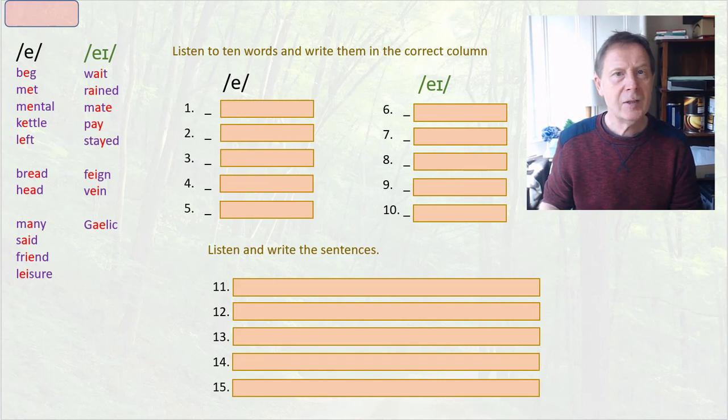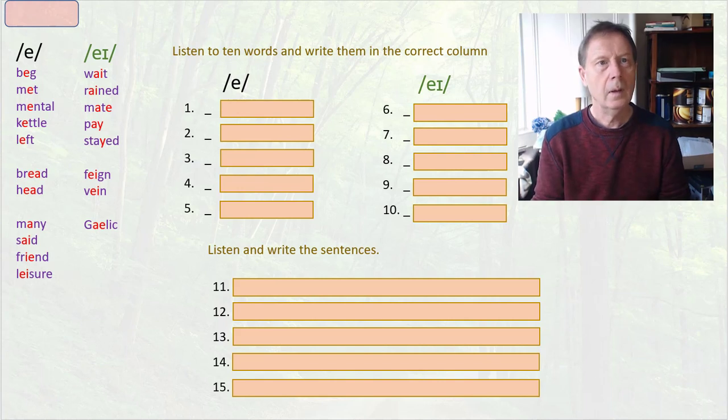Now listen and write the sentences, 11 to 15. 11. The king reigned for 8 years. 12. She sent a text to her best friend.